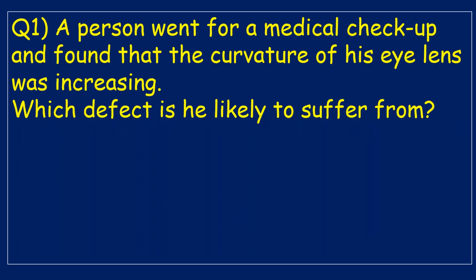Here is your first question. A person went for a medical checkup and found that the curvature of his eye lens was increasing. Which defect is he likely to suffer from? My dear children, we have a situation here. A person who is suffering from some eye problem happened to visit a doctor. After primary checkups, the doctor found that the patient's eye lens curvature was increasing. What defect is he likely to suffer from?